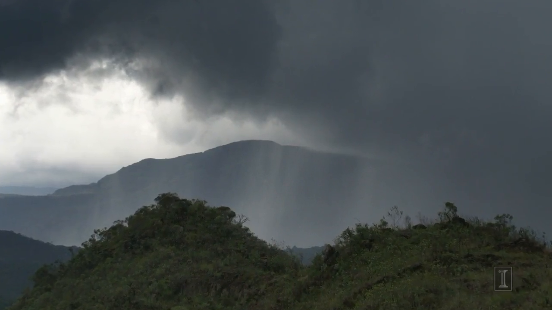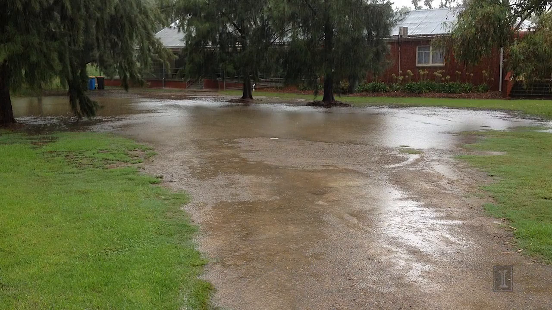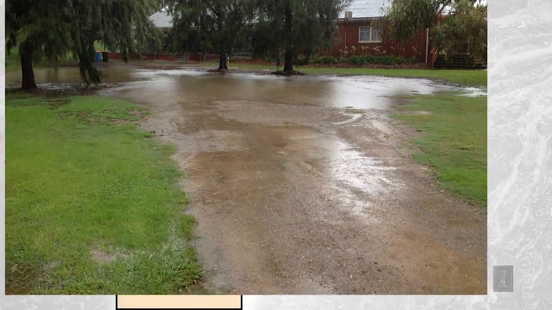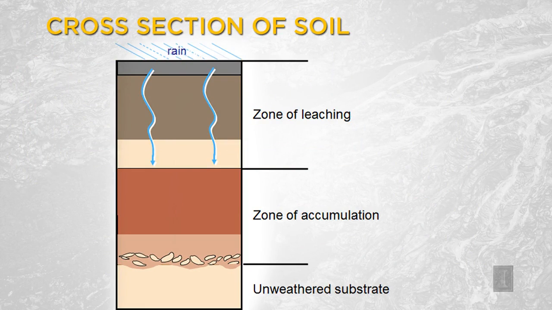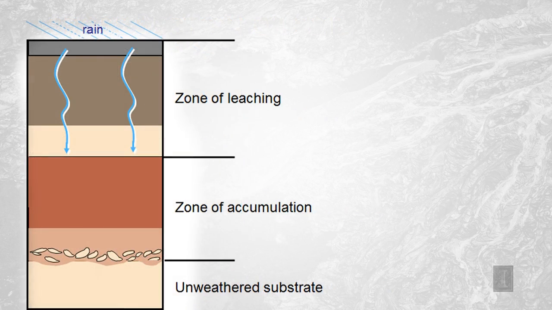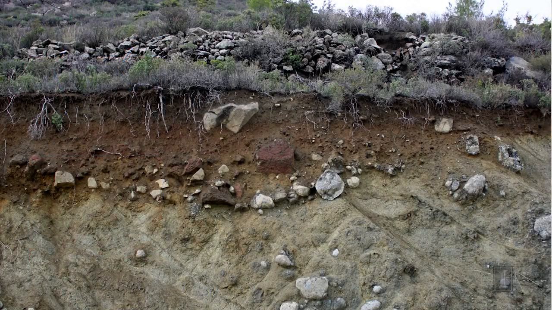As it does so, it picks up or dissolves the more soluble minerals and carries them down. It can also pick up and carry with it the very fine clays that are within the rock. So over time, the uppermost layer of material will undergo change. We'll have a zone of leaching where percolating downward groundwater carries away certain ions and certain clays. And we have below that a zone of accumulation where those materials accumulate. This stratified sequence is called soil.